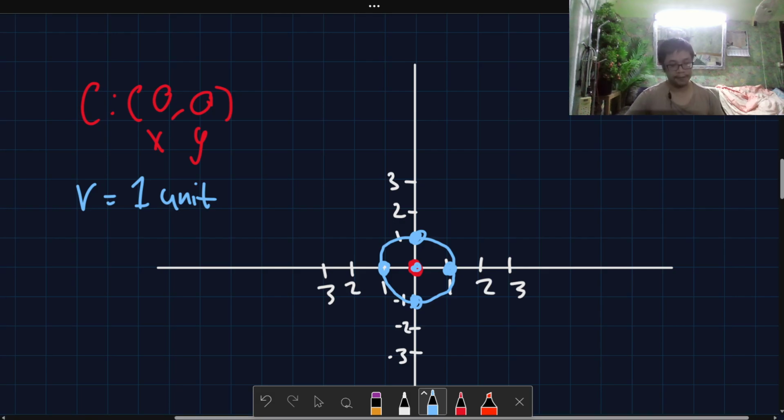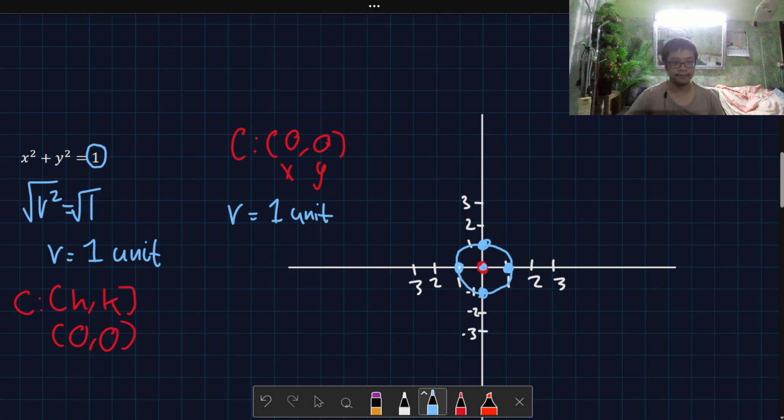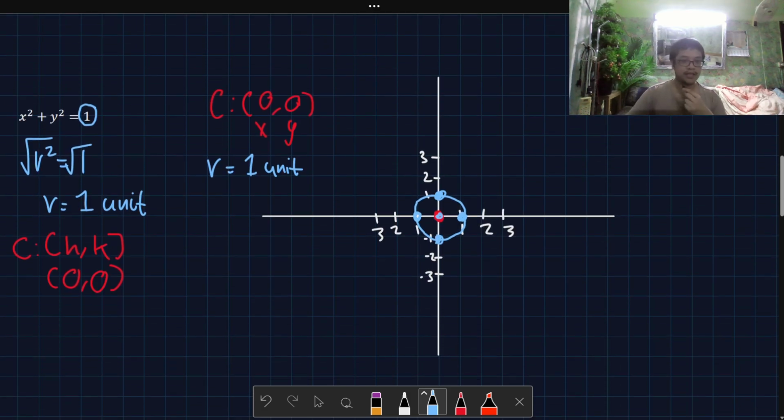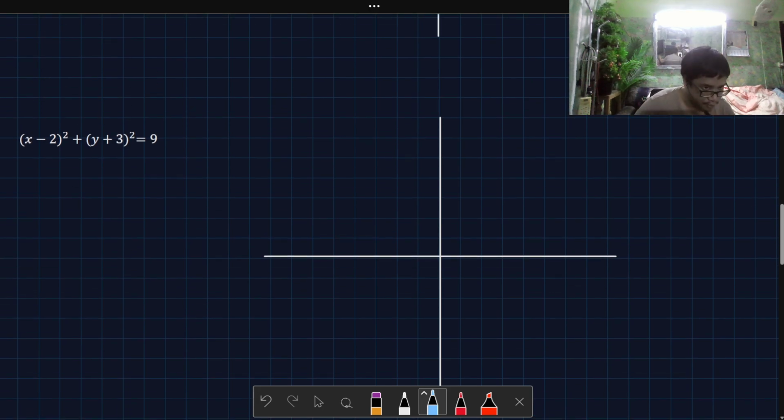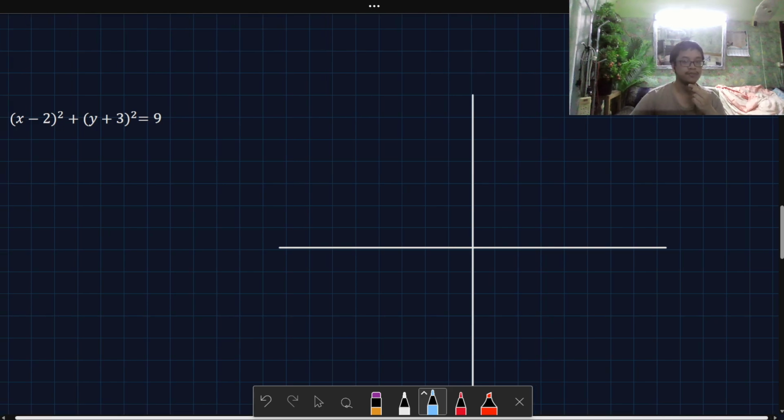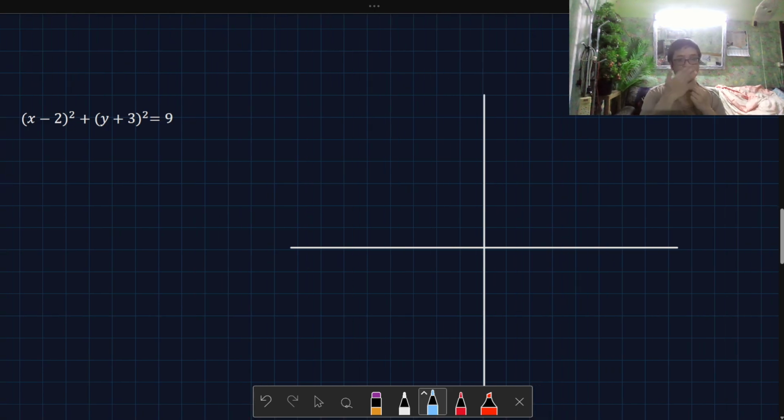Another example, this one. x minus 2 squared plus y minus 3 squared is equal to 9. How to graph this? First and foremost, look at your r squared. Your r squared here is your 9.